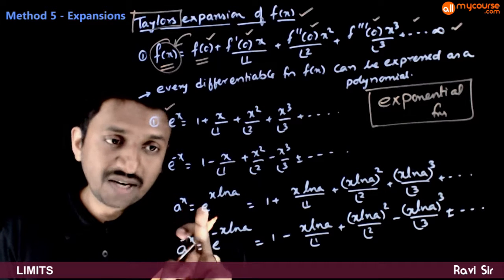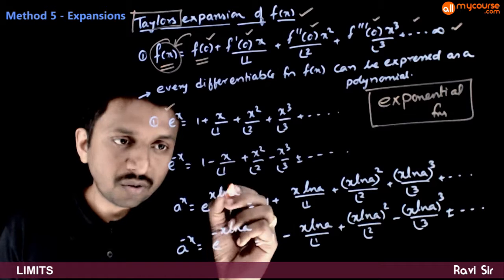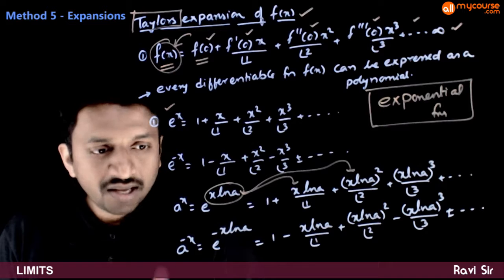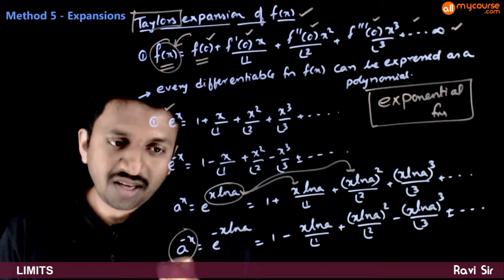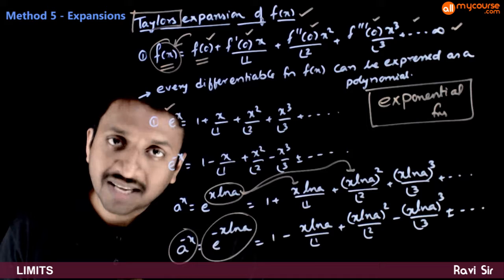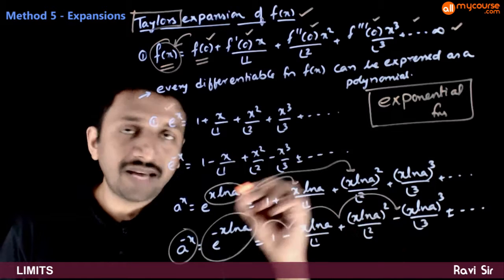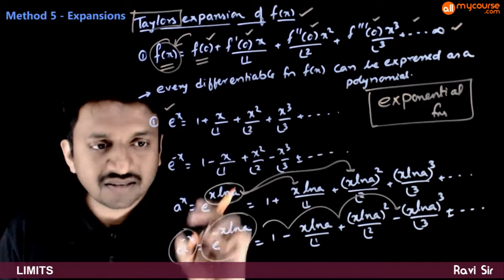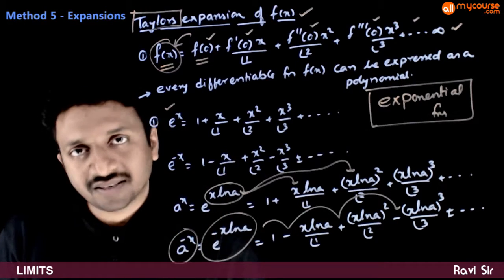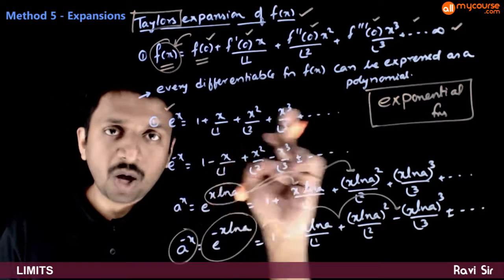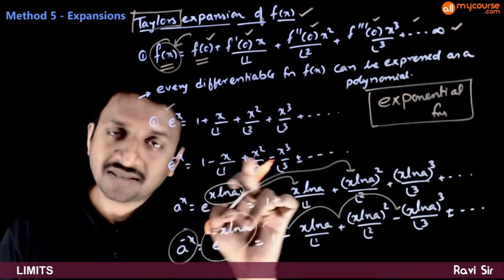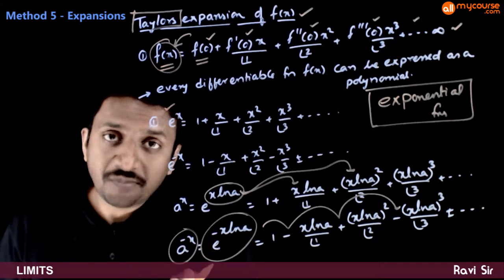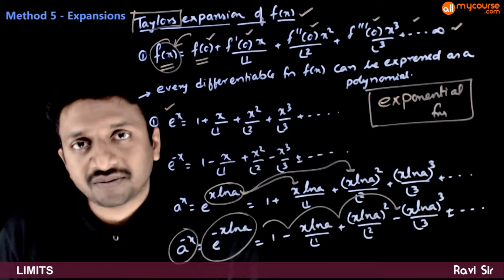a power x can be written as e power x ln a. So, in the place of x, you just need to put x ln a in this expansion. And similarly with e power minus x, a power minus x is e power minus x ln a, and you get alternate plus minus signs. So, e power x, e to the power minus x, a power x, a to the power minus x. In e power x, all positive signs. In e power minus x, alternate plus minus signs. In a to the x, all positive signs. In a power minus x, alternate plus minus signs.